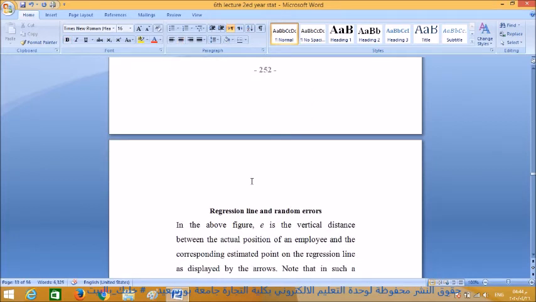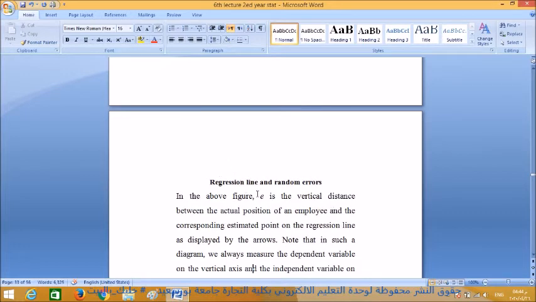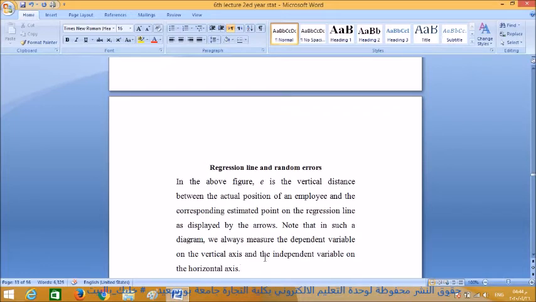Regression line and random errors. In the above figure, E is a vertical distance between the actual position of an employee and the corresponding estimated point on the regression line, as displayed by the arrows. Note that in such a diagram we always measure the dependent variable on the vertical axis and the independent variable on the horizontal axis, as we said before.